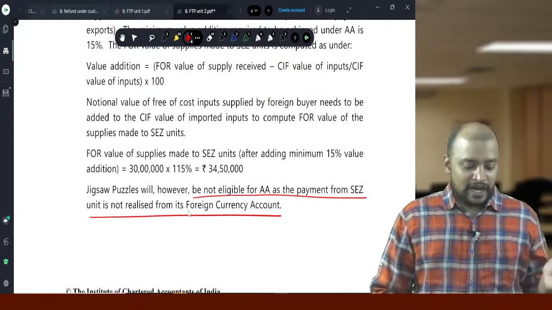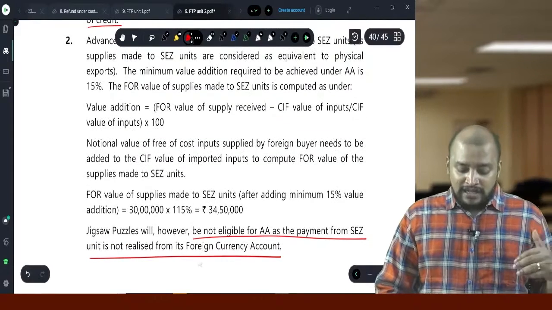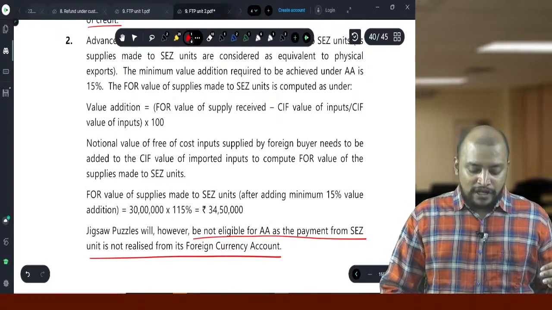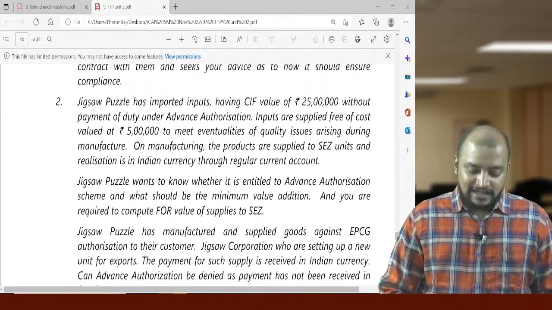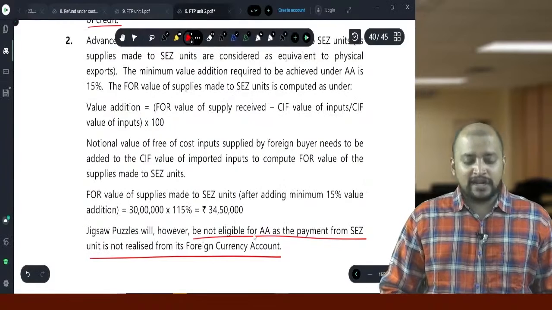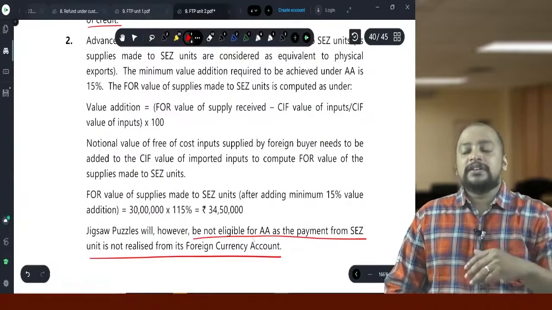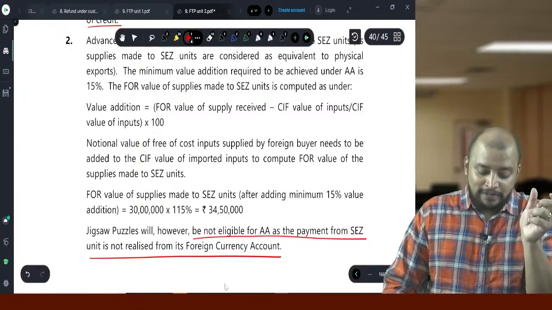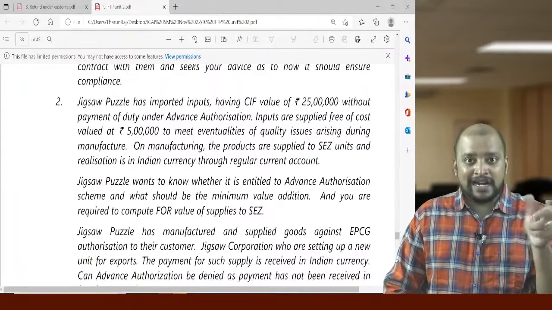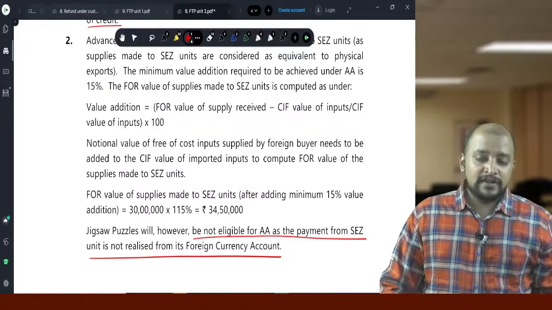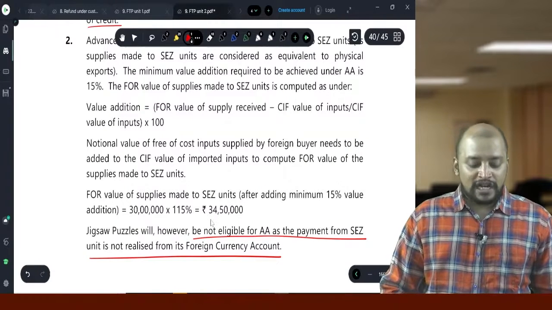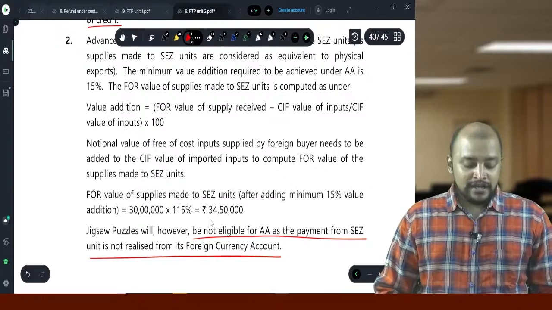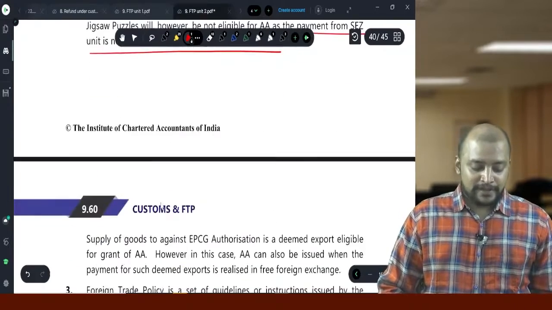And here they made imports of what value? They made imports of 25 lakhs, and 5 lakhs of free of cost material. Free of cost material should be added, so 25 plus 5 is 30 lakhs. On that 30 lakhs they need to achieve 15%, so 34 lakh 50,000 will be taken. So this is how the value addition should be computed.